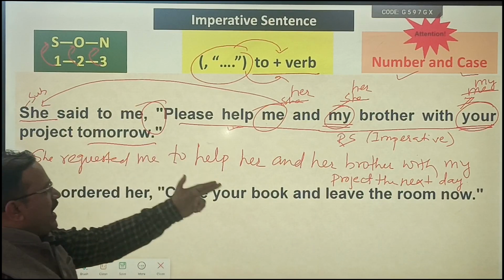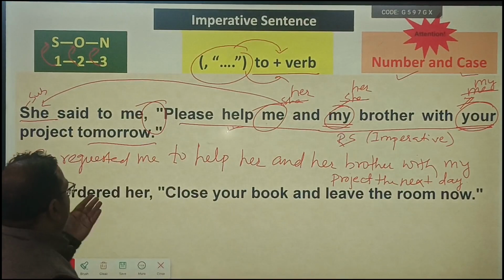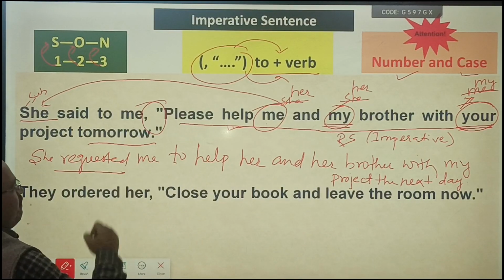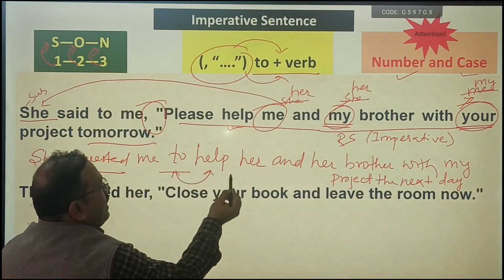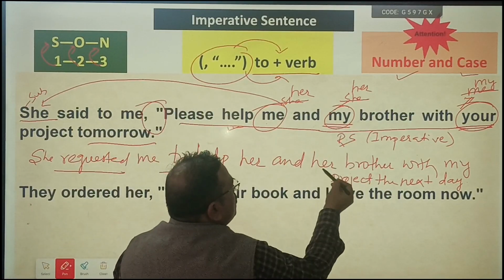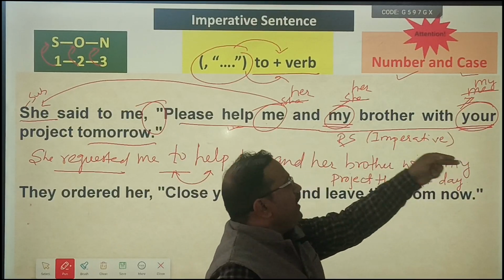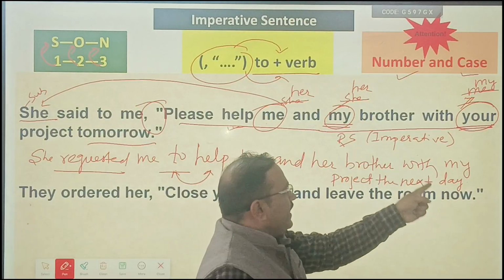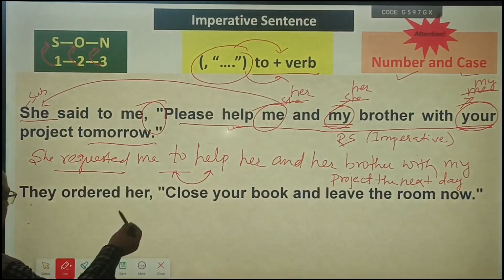She requested me to help her and her brother with my project the next day. Simple. What we did, since it is request, so we use requested. She requested me. In place of inverted comma to and then verb, to plus help, to help. Now me change into her according to SON formula. My change into her according to SON formula. And again your change into my according to SON formula. And my project the next day. Time reference tomorrow change into the next day. Very simple.